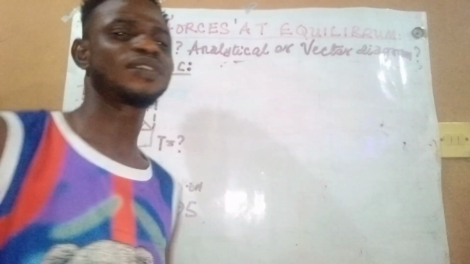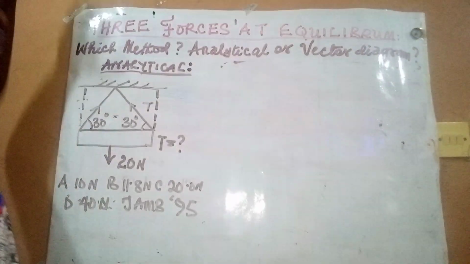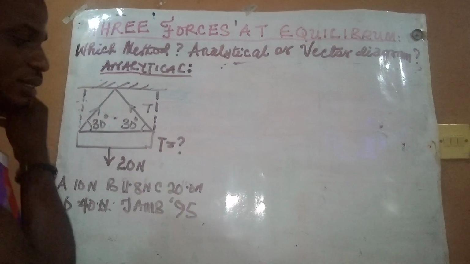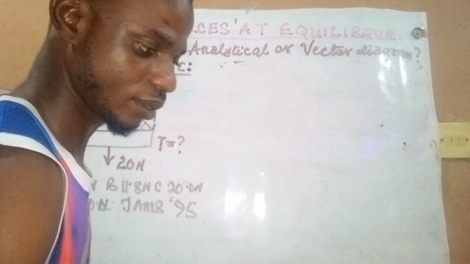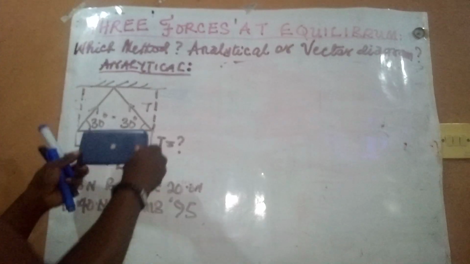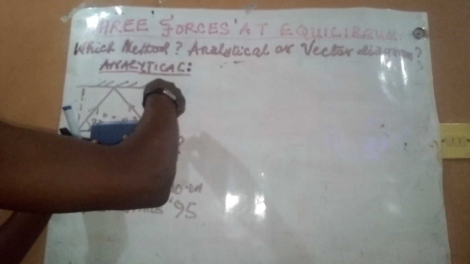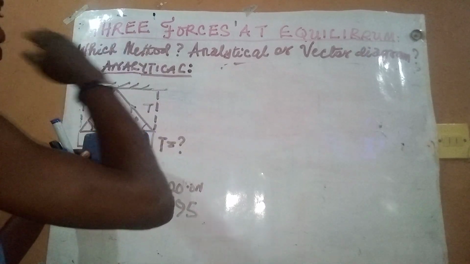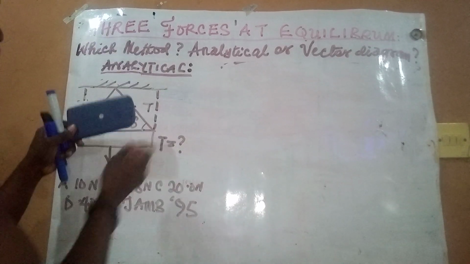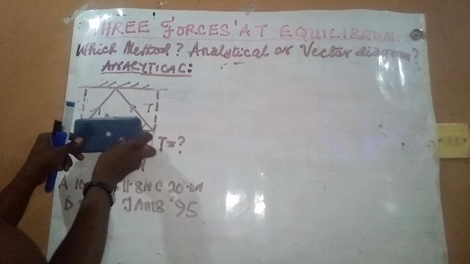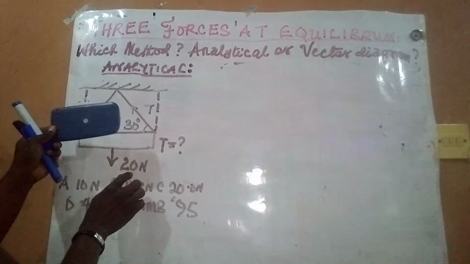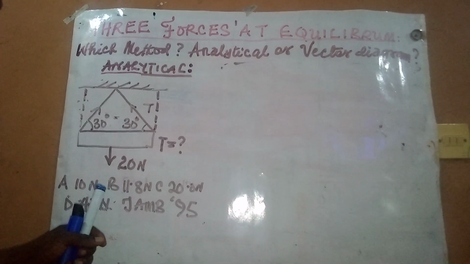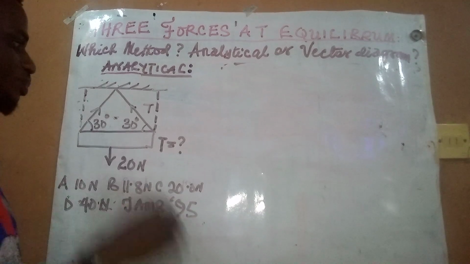Alright, here we have another problem of three forces in equilibrium. This is something like a paper or an object rectangular in nature with two strings attached to it onto a platform or a ceiling. Another force, the weight of the material, comes down like this, that is 20 newton. We have to find the tension in the string, which is T.